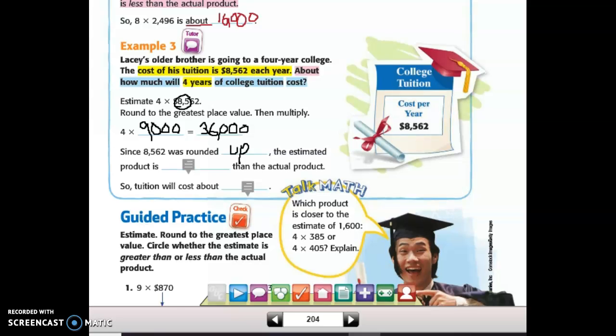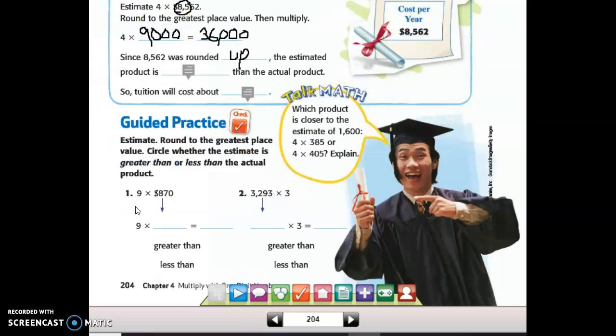You're going to do the same thing to your own, and you're going to decide whether you rounded up and the estimate is greater than, or you rounded down and the estimate will be less than the actual answer. So don't forget, when you finish this, remember, did I round up? Then it's greater than. Did I round down? Then I need to circle less than.